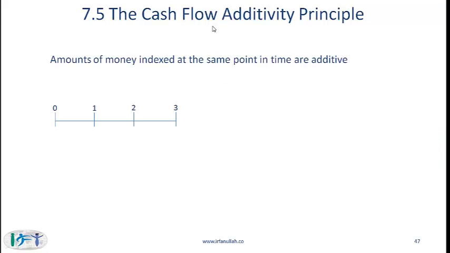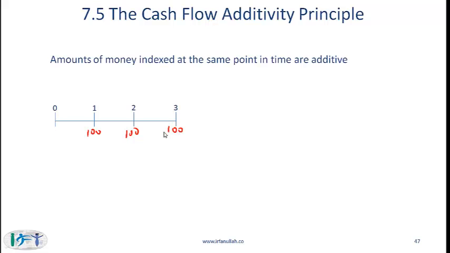The cash flow additivity principle, this is a complicated sounding phrase for a straightforward concept. Amounts of money indexed at the same point in time are additive. In other words, if you have 100 at the end of 1 year, 100 at the end of 2 years, and 100 at the end of 3 years, you cannot simply add these three numbers.